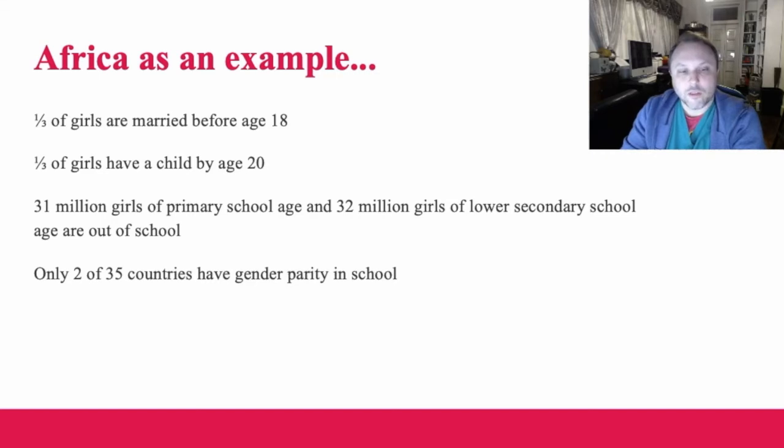In Africa, as an example, a third of girls are married before the age of 18. A third of girls have a child by the age of 20. 31 million girls of primary school age and 32 million girls of lower secondary school age are out of school, related to pregnancy issues. And only 2 of 35 countries have gender parity in school.